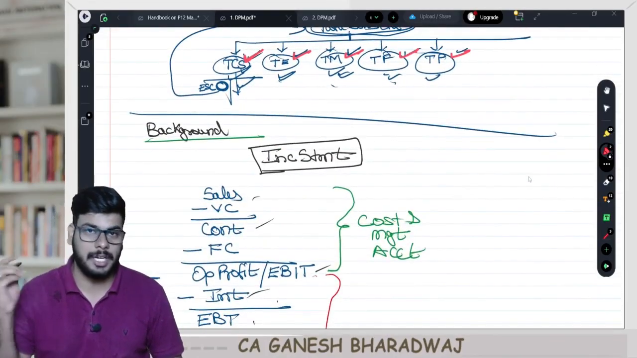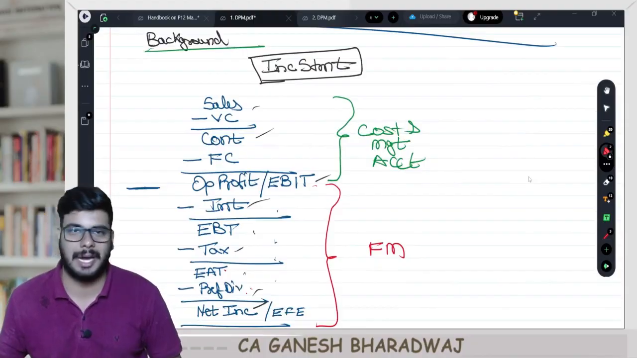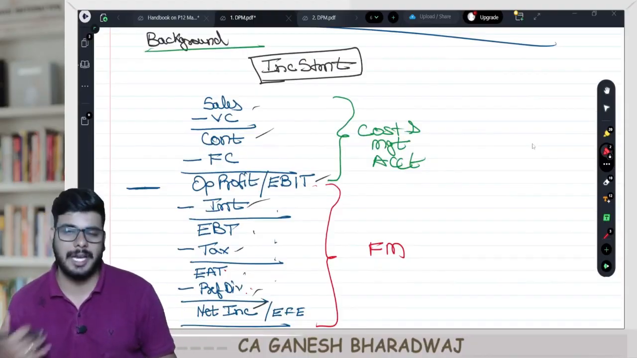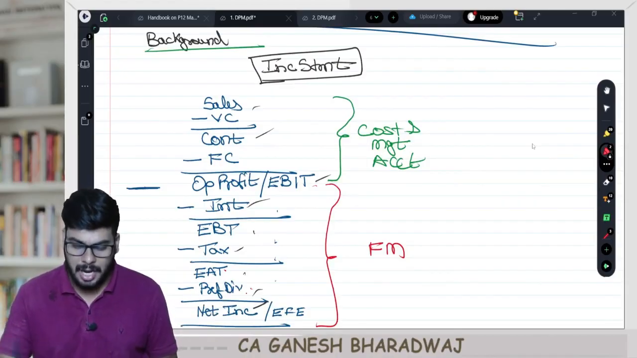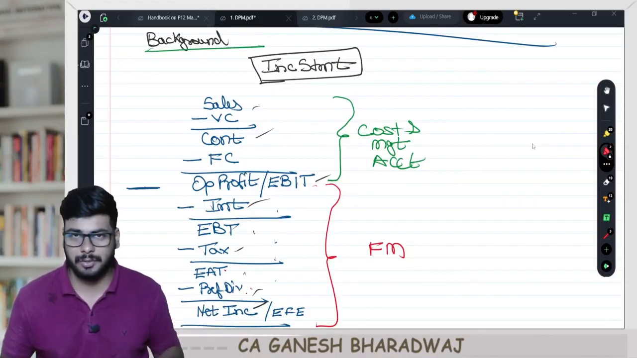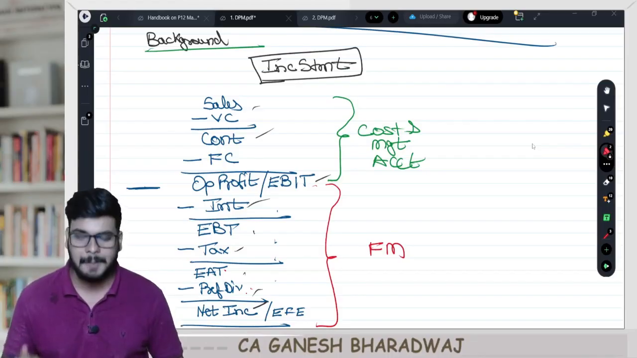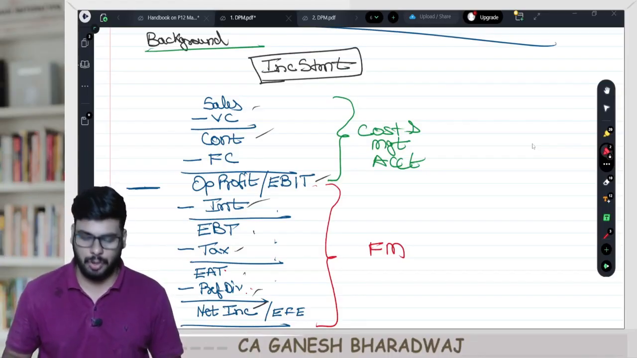Now, before we get into this chapter, there is one very important background that you need to know, which I call the income statement. By the way, guys, all these things are not there in your institute study material, but without knowing this, you can't even enter into this chapter. That's why this background is very important. Now, how does your income statement look like?